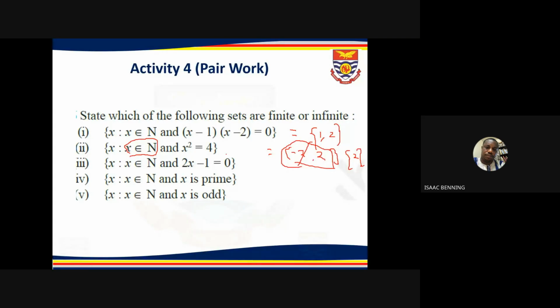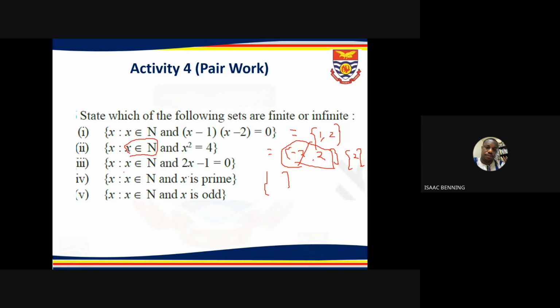Now let's look at number 3. Is it finite or not finite? It's finite. Because we are talking about natural numbers. It is finite because it is an empty set. When you talk of natural numbers, you get the value to be half, and half is not a natural number. So here it becomes an empty set. An empty set is finite, so therefore it's finite.